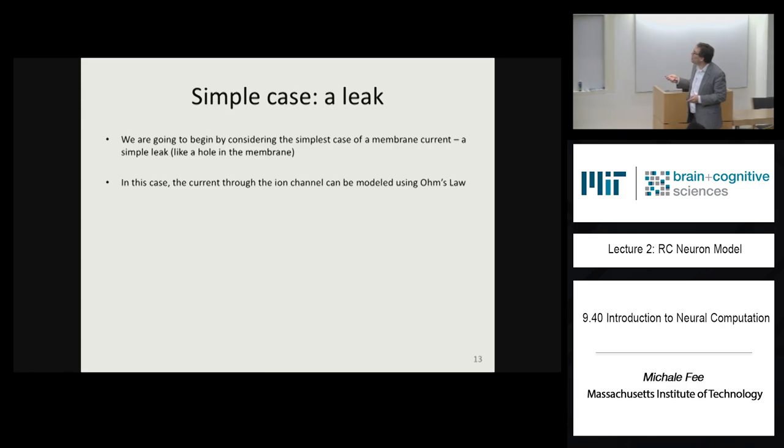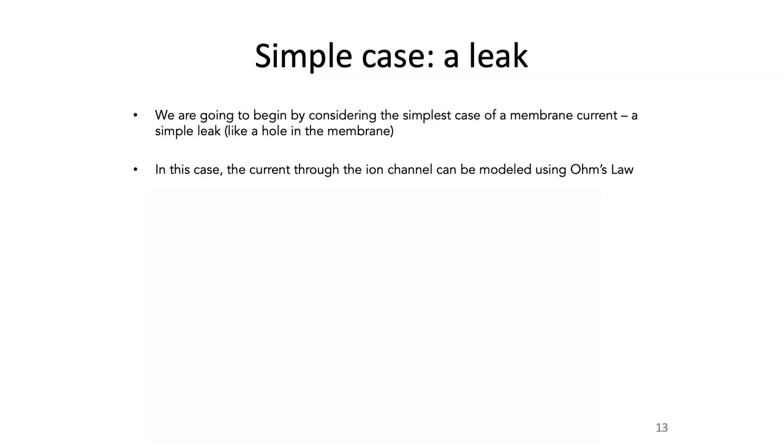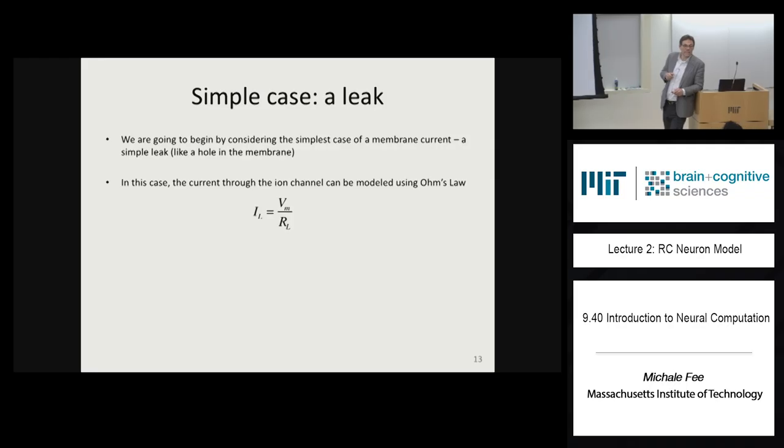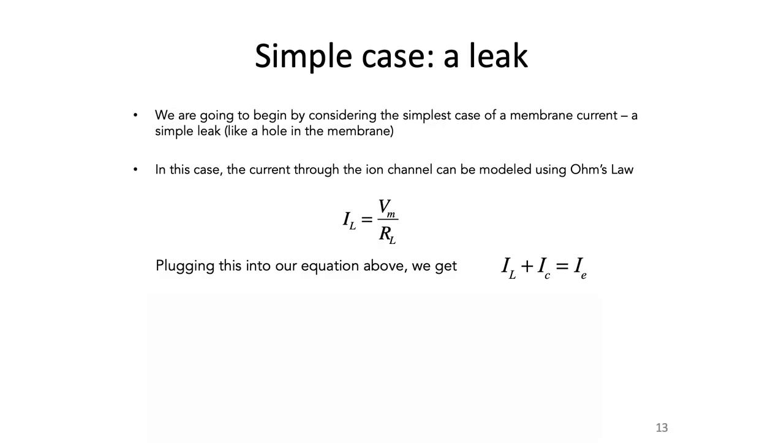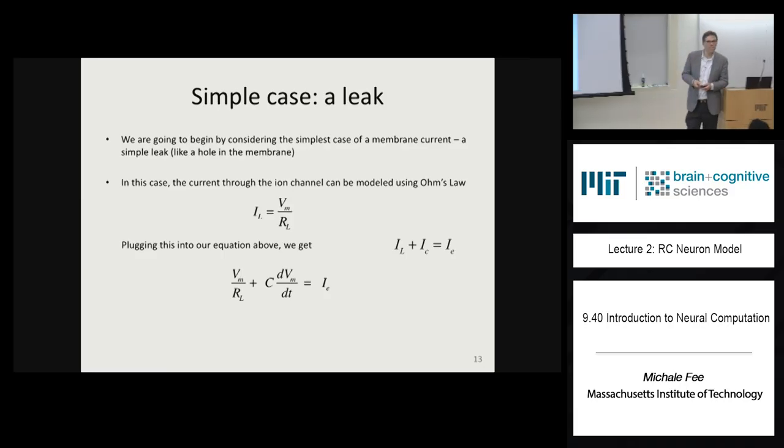Okay, so we're going to poke a hole in our membrane, and we're going to model that ion channel using Ohm's law. So the leak current is just membrane potential divided by leak resistance. So what do we get if we plug this into our equation? I leak plus I capacitive equals injected current. We get Vm over RL, plus C dV/dt equals injected current.